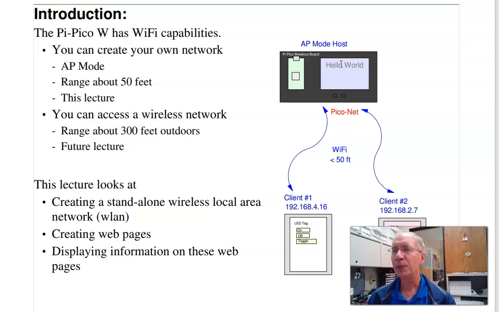In AP mode, the range is about 50 feet. Again, the Raspberry Pi Pico is not really designed for long-range Wi-Fi. In client mode, I have a range of about 30 feet or 300 feet, the range of your router. So this lecture is just looking at AP mode. I've got my own standalone network. Doesn't matter if the internet is around or not.